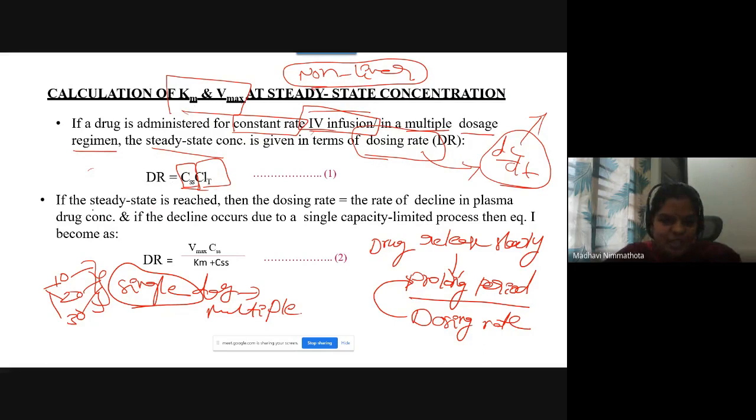So the next equation: if the steady state is reached, then the dosing rate equals the rate of decline in the plasma drug concentration. So what is that statement? Suppose you are plotting a graph of the plasma drug concentration versus time profile. Your graph will be like this, then it will be declining. So here it will reach a steady state.